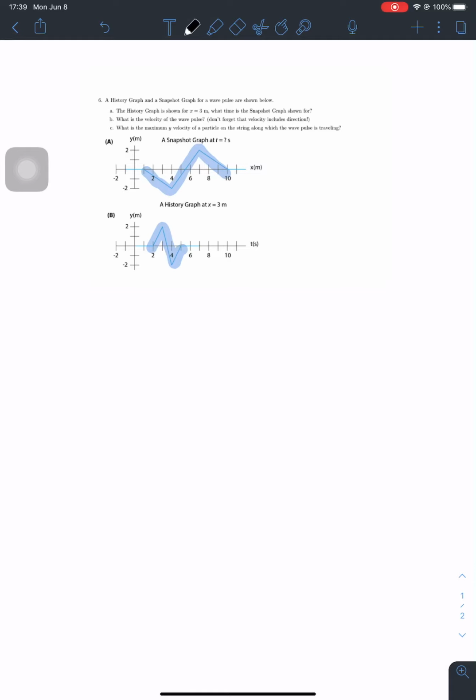We already know that when we convert a snapshot to a history, for a wave moving to the left, it is the same shape, but when moving to the right, it is the mirrored version of the snapshot graph. Since the history graph is a mirrored version of the snapshot graph, we know that the wave is moving right.